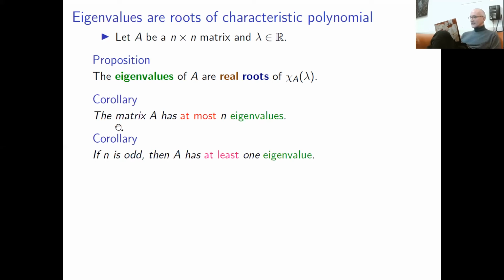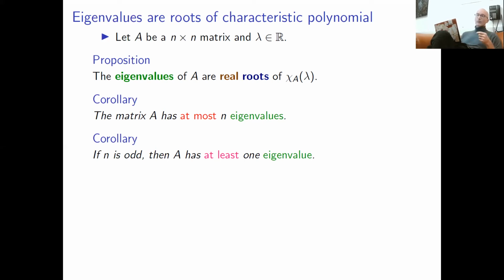Also, I briefly skipped this corollary, let me repeat it. So the matrix A has at most n eigenvalues, where n is the size of the matrix, n times n. Why? Because the fundamental theorem of algebra tells us that every non-constant polynomial has at most n roots, where n is its degree. Our polynomial is non-constant because its leading term is lambda to the power of n times -1 to the power of n. So from this it follows that your characteristic polynomial can have at most n real roots.